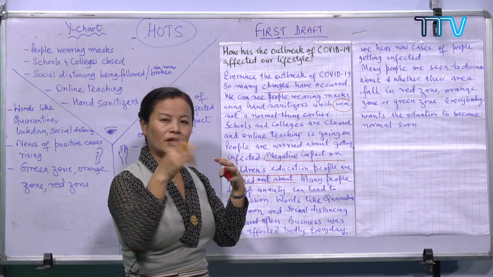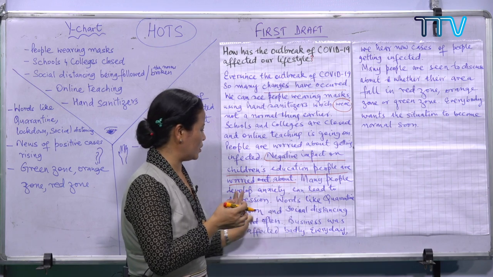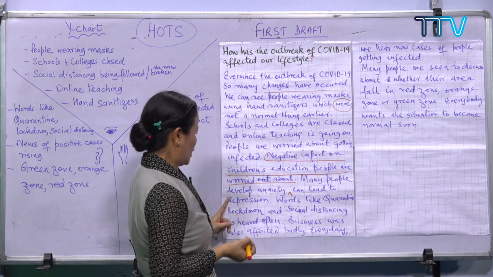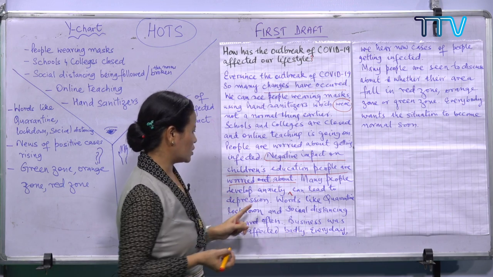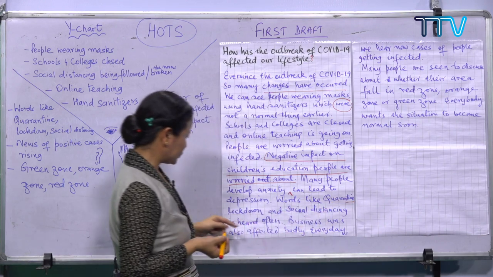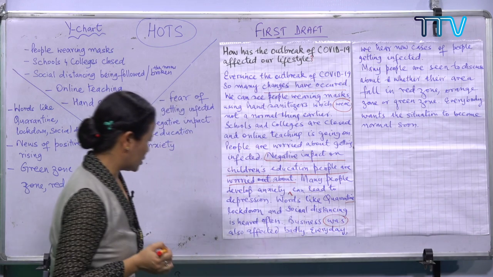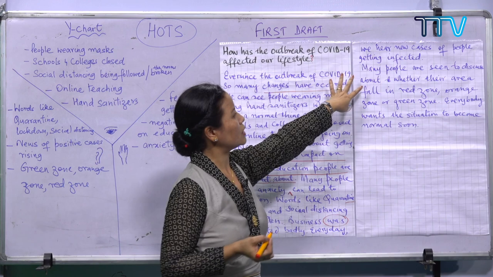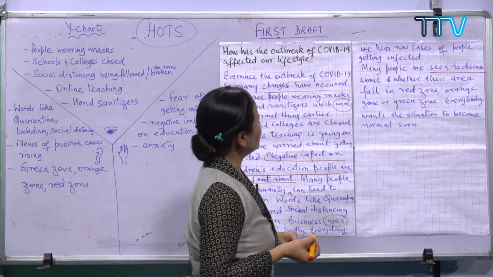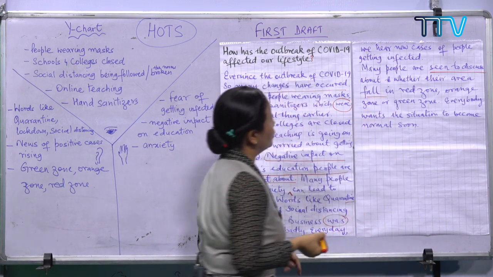When you write the first draft quickly, whatever comes to your mind, here a period is not required. Many people develop anxiety, and then something is missing here. I can add that during the editing part. Can lead to depression. Words like quarantine, lockdown, and social distancing is heard often. So there's a punctuation mark missing. Business was also affected badly. We need to think about changing this. Every day we hear new cases of people getting infected. Many people are seen to discuss. We need to reframe this as well. About whether their area fall, again here, in red zone, orange zone, or green zone.